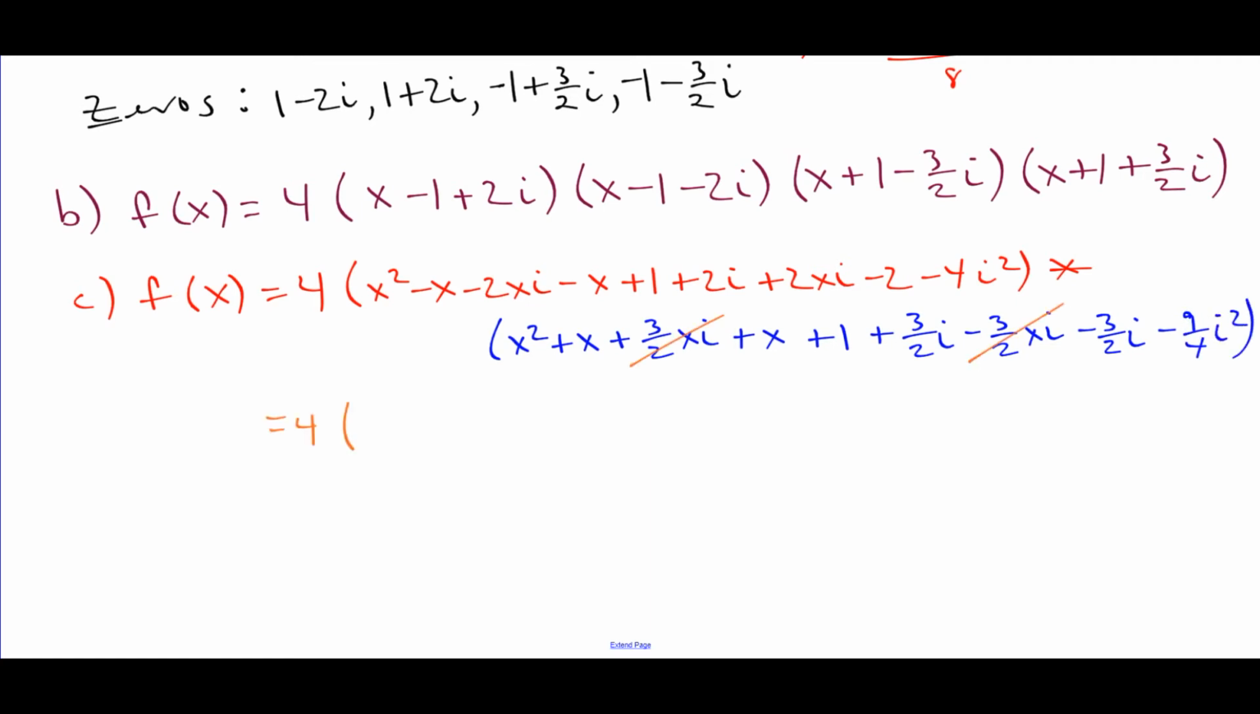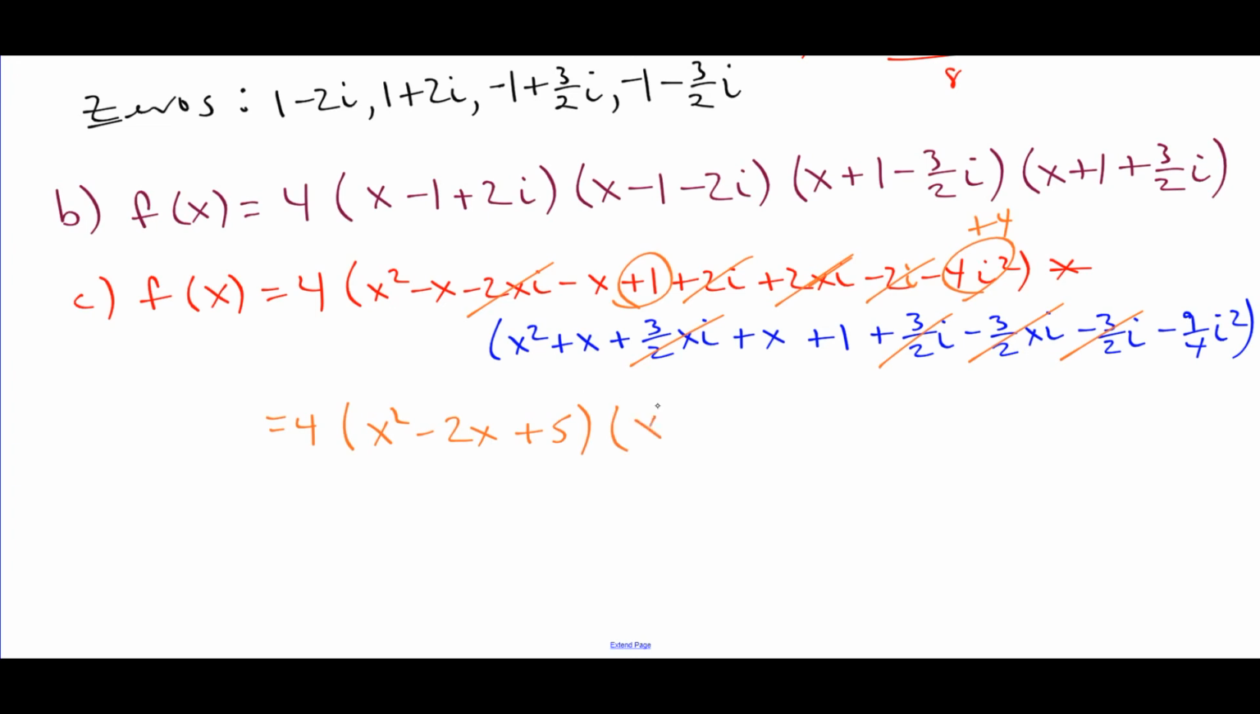3/2 xi, negative 3/2 xi are going to cancel out. 3/2 i and the negative 3/2 i are going to cancel out. Up here, the negative 2xi and the positive 2xi are going to cancel out. This term should have an i on it, sorry. 2i and negative 2i are going to cancel out. So up here, I'm going to have x squared minus 2x, and I've got 1 here, and this is going to give me plus 4. So it's going to give me plus 5.